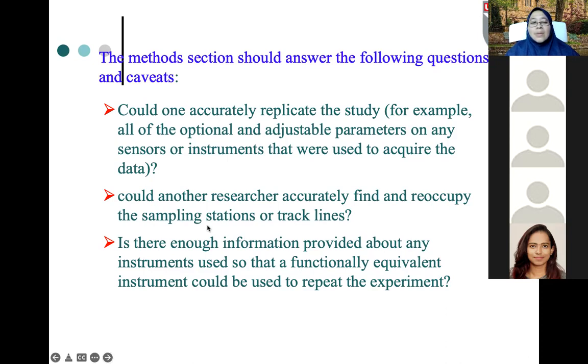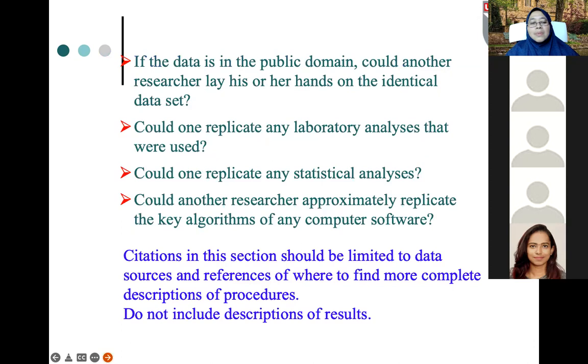Could another researcher accurately find and reoccupy the sampling station? Is there enough information provided about any instrument used, so that a functionally equivalent instrument could be used to repeat the experiment? You can understand this if I show you the example. Citation in this section should be limited to data sources.